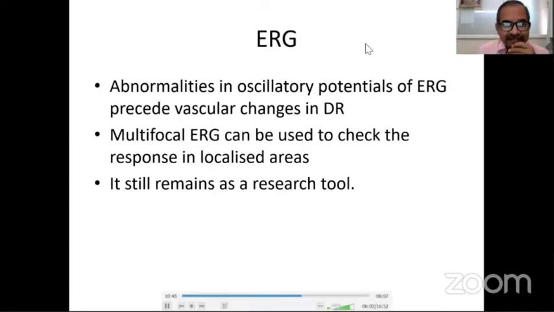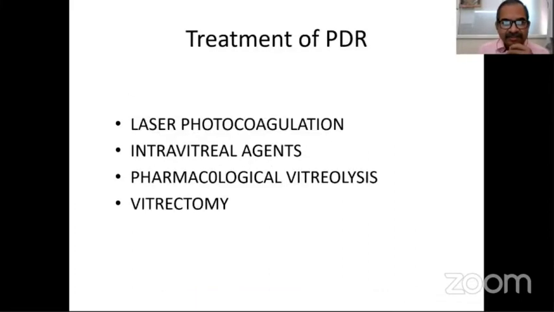ERG, very rarely we do. I have not advised any ERG for diabetic retinopathy, but it has some advantages, where abnormalities in the oscillatory potentials of ERG precede the vascular changes in diabetic retinopathy. That's what they say. But the usage of ERG in case of diabetic retinopathy is almost nil. It still remains as a research tool.